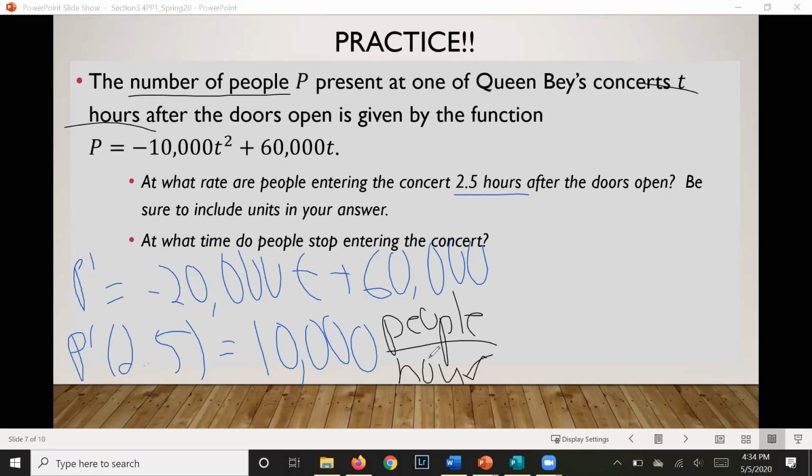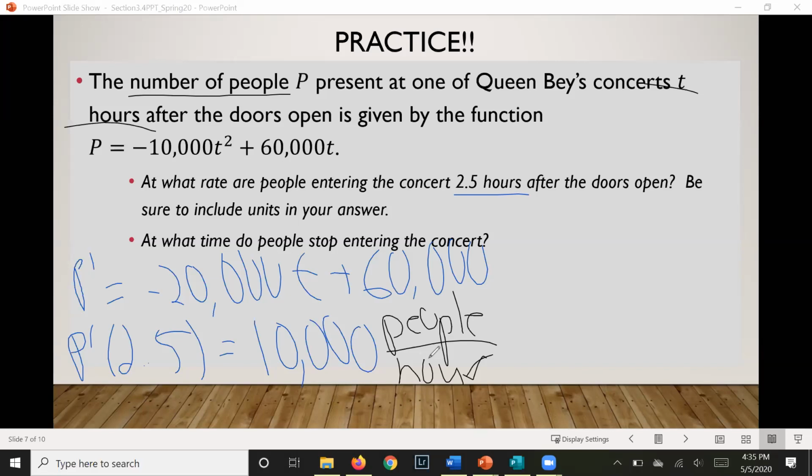Now, to be clear, that doesn't necessarily mean that after 2.5 hours, 10,000 people were coming in, or after even an hour, 10,000 people were coming in. That just means that after 2.5 hours, at that moment, if we were to measure the rate at which people were coming in, that would be at a rate of 10,000 people per hour, which seems fairly high. Okay, so it probably means a lot of people are coming in at that point.